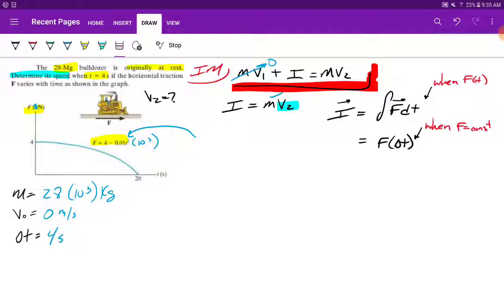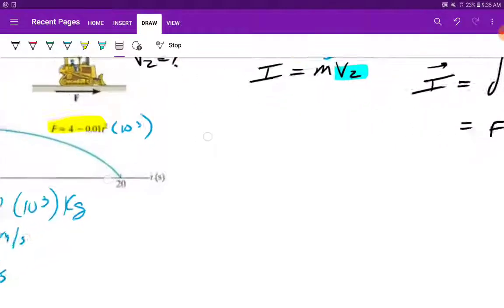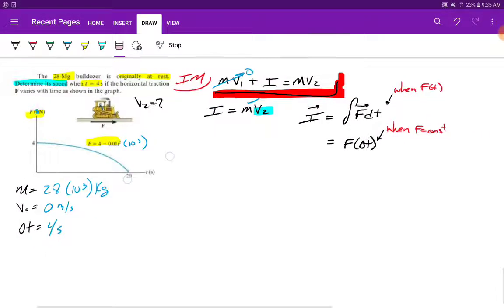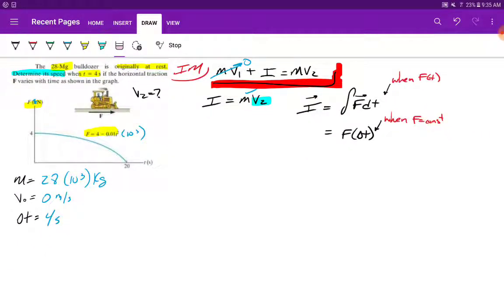See that? So that's not r squared, that's t squared. I know it's kind of blurry. I don't quite know why it's like that, but that's a t, not an r. And so we have it as a function of time, which means we're going to use the calculus rendition.